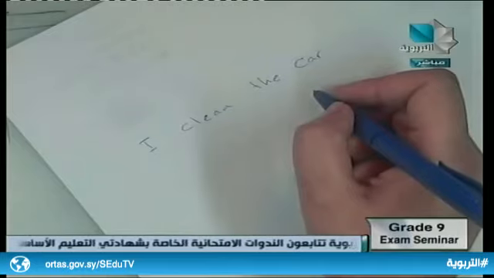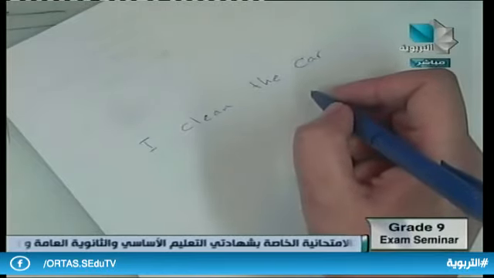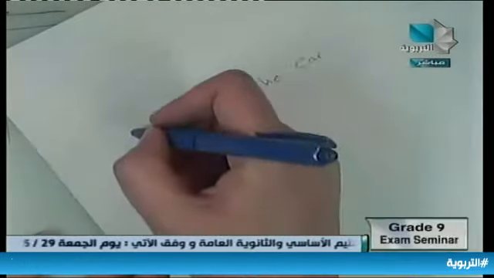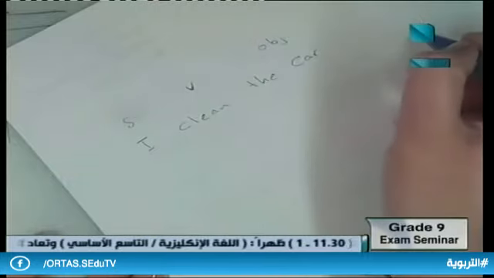Change it into passive. So this sentence is an active sentence. Let's write, please, Miss Nisreen. We have the subject, the verb. In any sentence in English, we have subject, verb, and object.